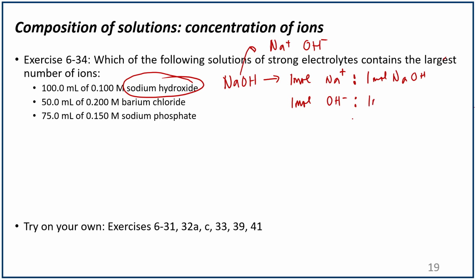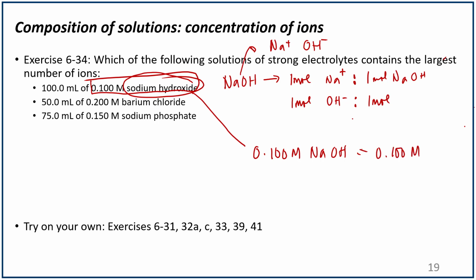Okay, so for this one, if we're just looking at concentration, we can say that if you have 0.100 molar of sodium hydroxide, then that also means you have 0.100 molar of sodium plus ions and 0.100 molar of hydroxide ions.